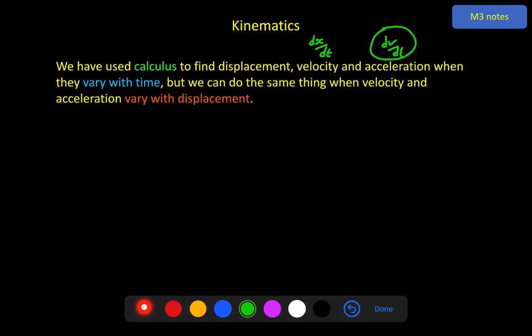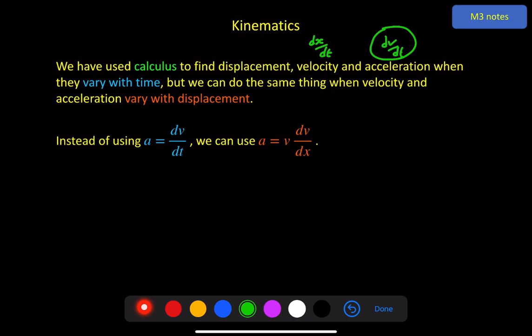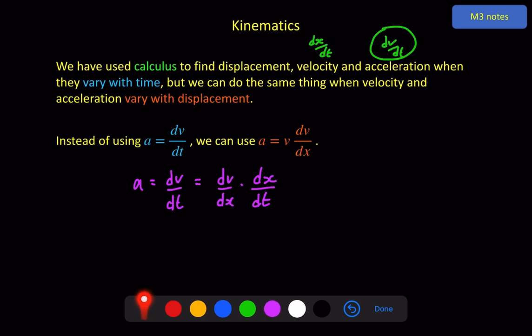Instead of dv by dt, we're going to be using v dv by dx. And this connects quite easily if you apply your chain rule. We know that a is dv by dt, and if we want dv by dx, then we have to times this by dx by dt, remembering that although these are not fractions, they kind of act a bit like fractions. Cancelling the dx's there brings you back to dv by dt.